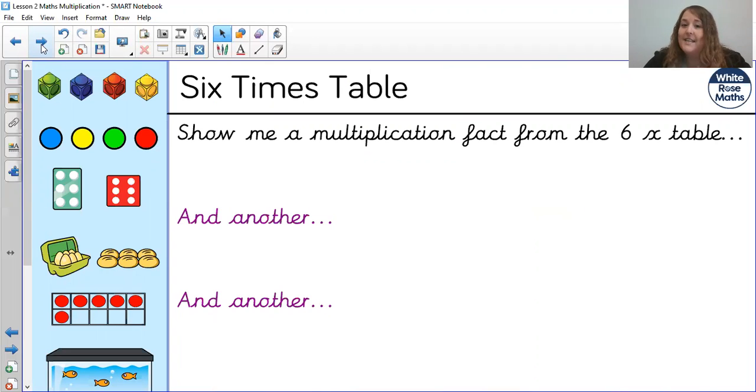So you can draw this in the top of your exercise books. So I might take out 3 dice just there. So I'm showing 3 times 6, and then you can show me what the answer is. So I'll just give you a couple of seconds to have a go at that, and again pause the video if you'd like longer, but please show me a couple of ways to show a multiplication fact for that 6 times table.